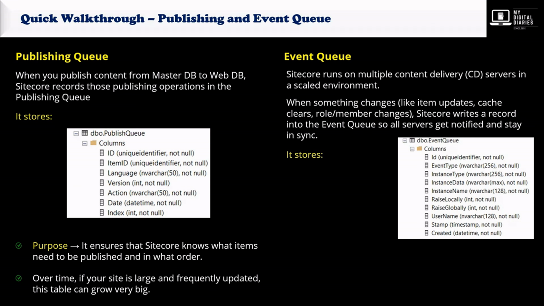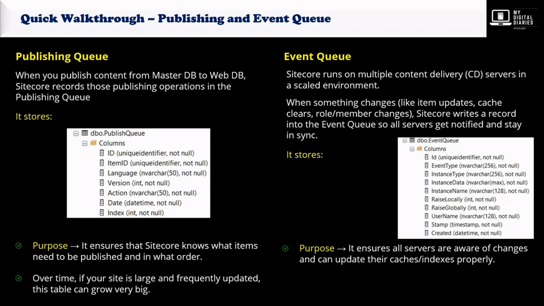Raise locally and raise globally tell whether the event should apply only to the current server or all the servers. Username, the Sitecore user who triggered the change. Stamp, the timestamp for that event. And then we have created, when the entry was added. In short, each row here acts like a notification for servers about what changed in the system.